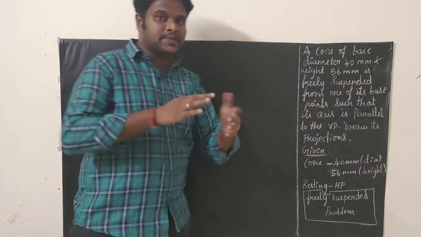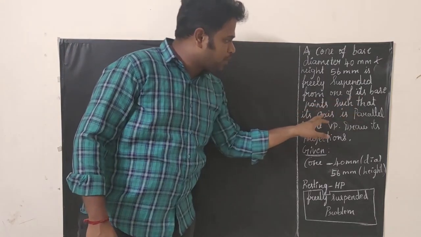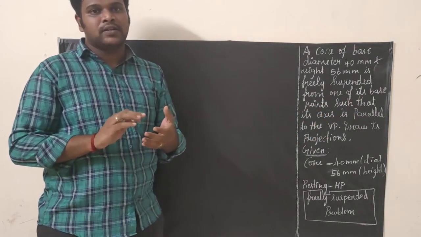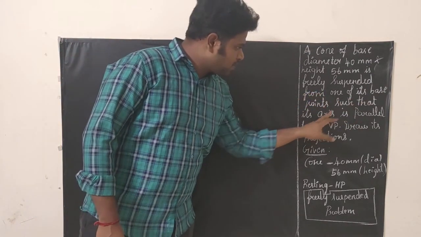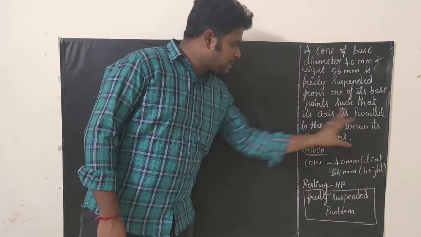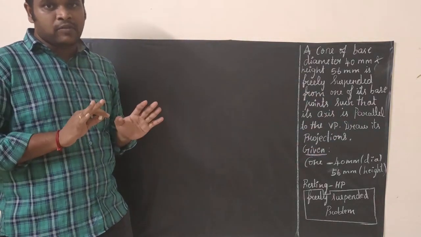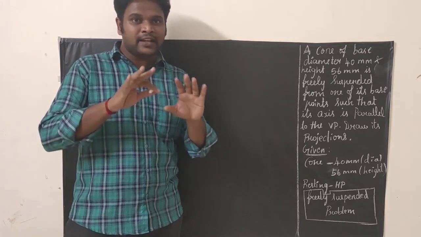So it's coming under a special type problem. It's a freely suspended problem from one of its base points, such that its axis is parallel to VP. So what they have given is the cone axis is parallel to VP. Earlier I already said it, like a hint.